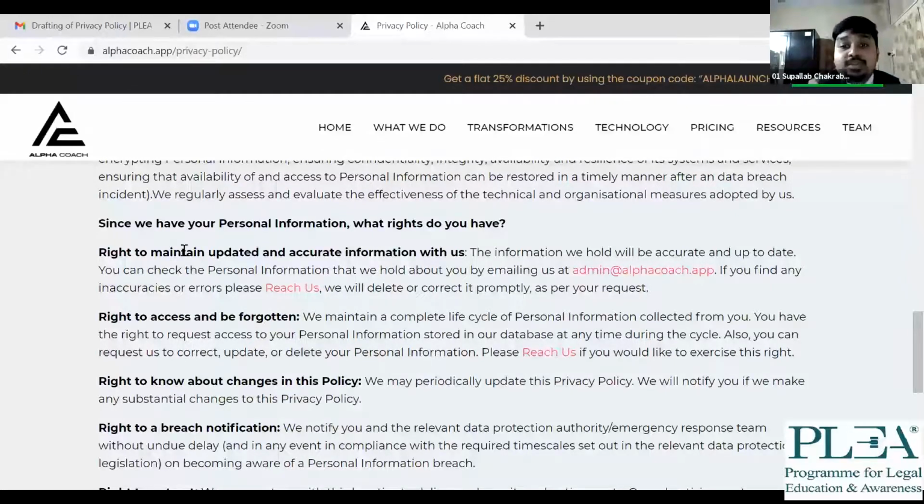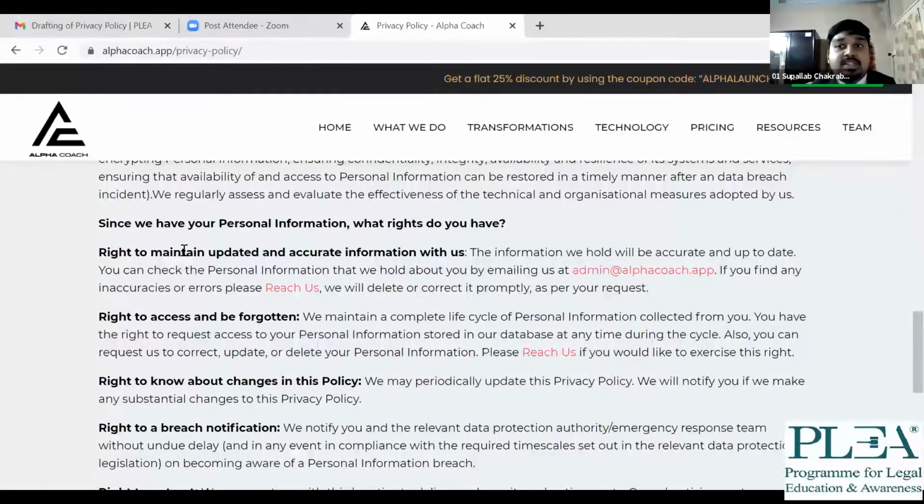I have provided the users with the right and asked them to write to us in case they find their information is outdated. Right to access and be forgotten. This is something which we have given in addition, that if you want, we will delete all your data. Right to know about changes in the policy, and what is period, which is technically missing almost in every privacy policy.